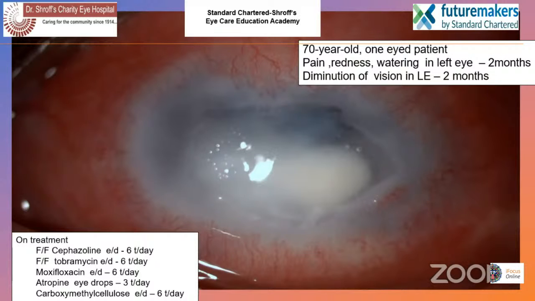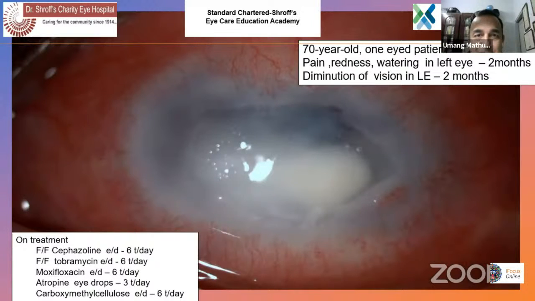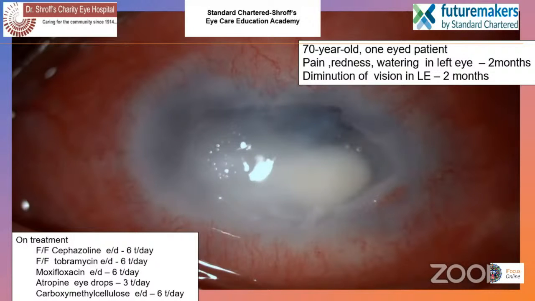Can one volunteer to describe what you're seeing here? Ajita, would you like to take that? Yes, ma'am. So the eye looks congested and there is hyphema with a corneal melt, sir.